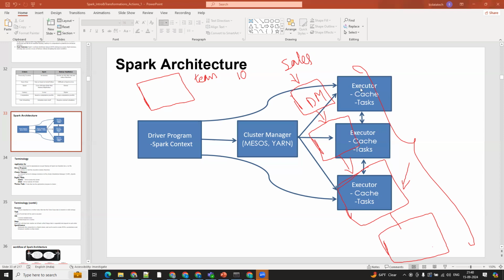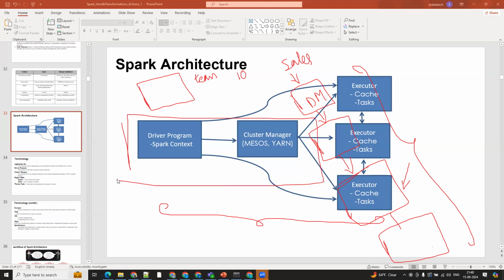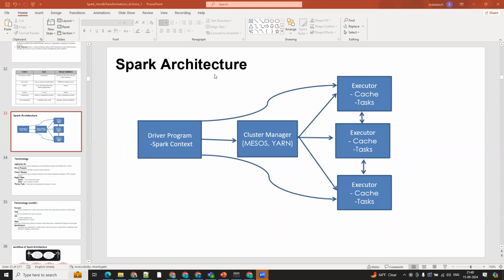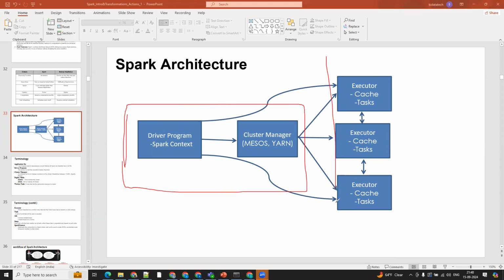That's what Spark follows here. Spark always follows master-slave architecture. Who is the master here? This guy is the master here, and these are all slaves. Let me erase this one so that you'll understand. Who is the master here? This guy is the master actually. These two guys are the masters, and these guys are actually slaves.